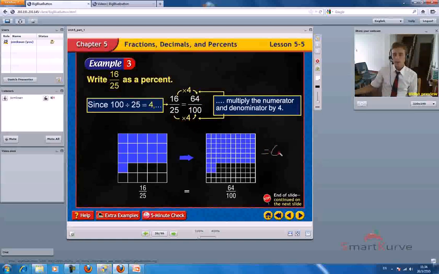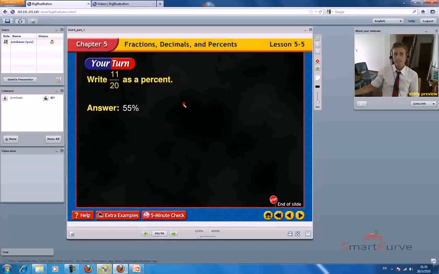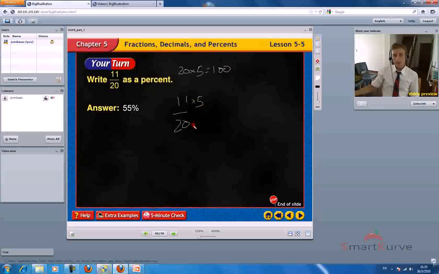16 over 25 as a percent. Since 100 divided by 25 is 4, you then multiply the top and the bottom by 4 to get it into the percent per 100. 16 times 4 is 64. 25 times 4 is 100. If it's out of 100, you use that number as a percent. Therefore, 64%. 64 out of 100 is 64%. So 16 out of 25 equals 64%. Change this fraction into something over 100.